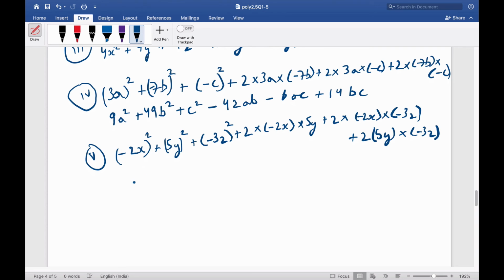We will get 4x² + 25y² + 9z². When we multiply this, we will get −20xy or yx. Then this will become positive, and I will have 12xz. This will remain negative, so I will get −30yz.